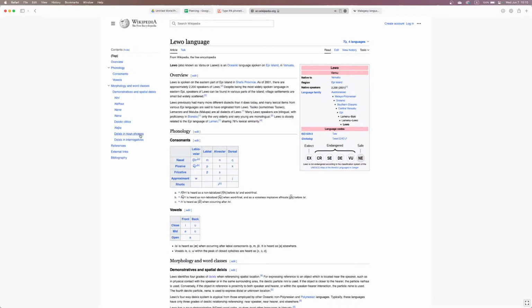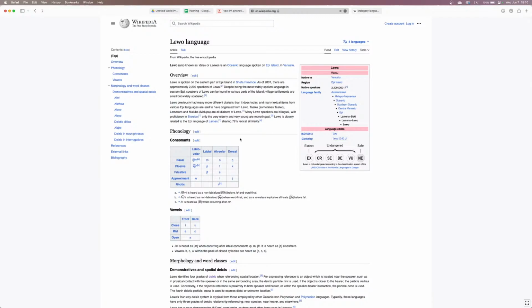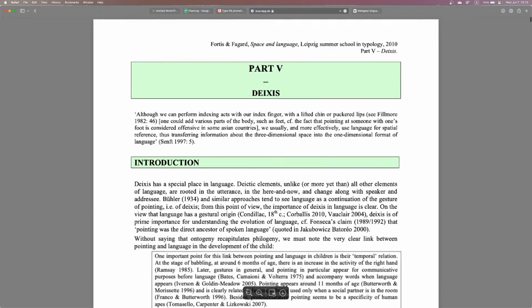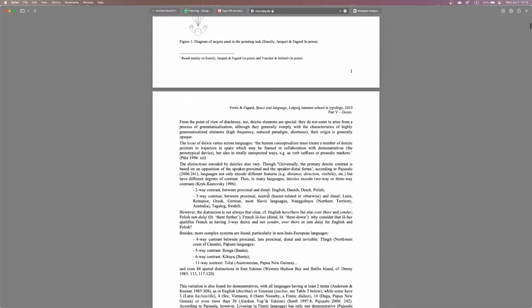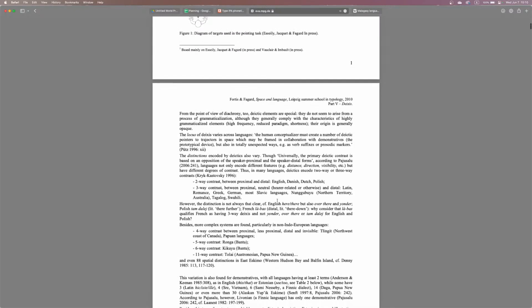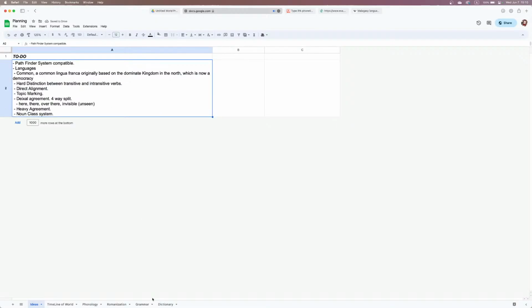The Lewo language. God damn, I can't remember. Oh, more people have joined when I'm getting frustrated over figuring out if there's a four-way deictic thing. Proximal, less proximal, distal, and less proximal, not medial? Between proximal, medial, neutral, and distal. Less proximal, distal, and invisible. I don't think invisible was my original idea. But, yeah. I think I will keep that.